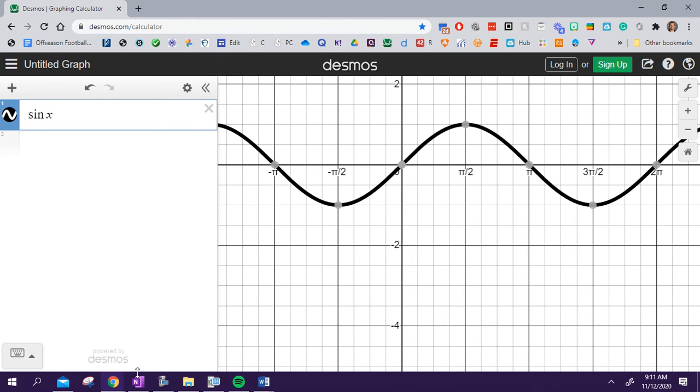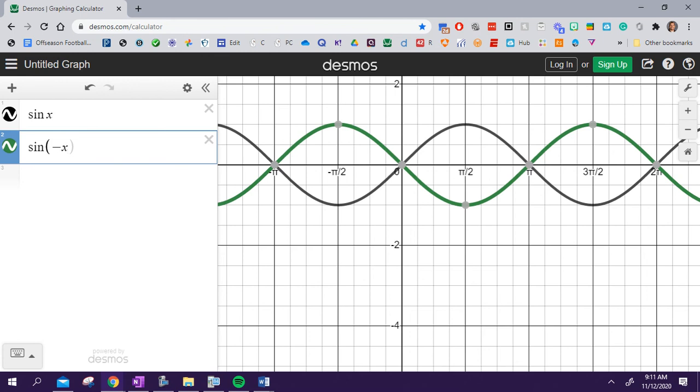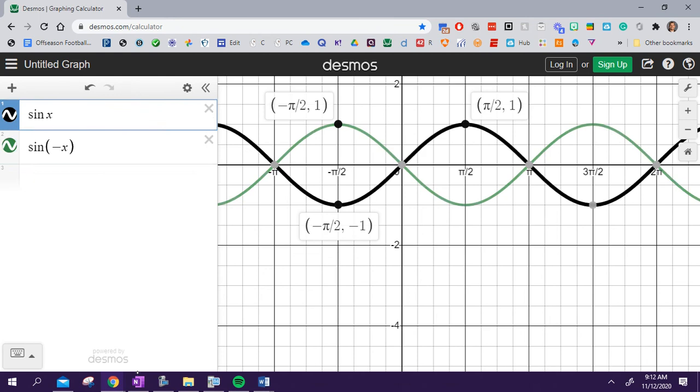Sine x. Here's sine x. Everybody see it? Here is sine of negative x. See how we flipped it horizontally? We took this point and flipped it over to make it there. And we took this point and flipped it over to make it there. Does that make sense?